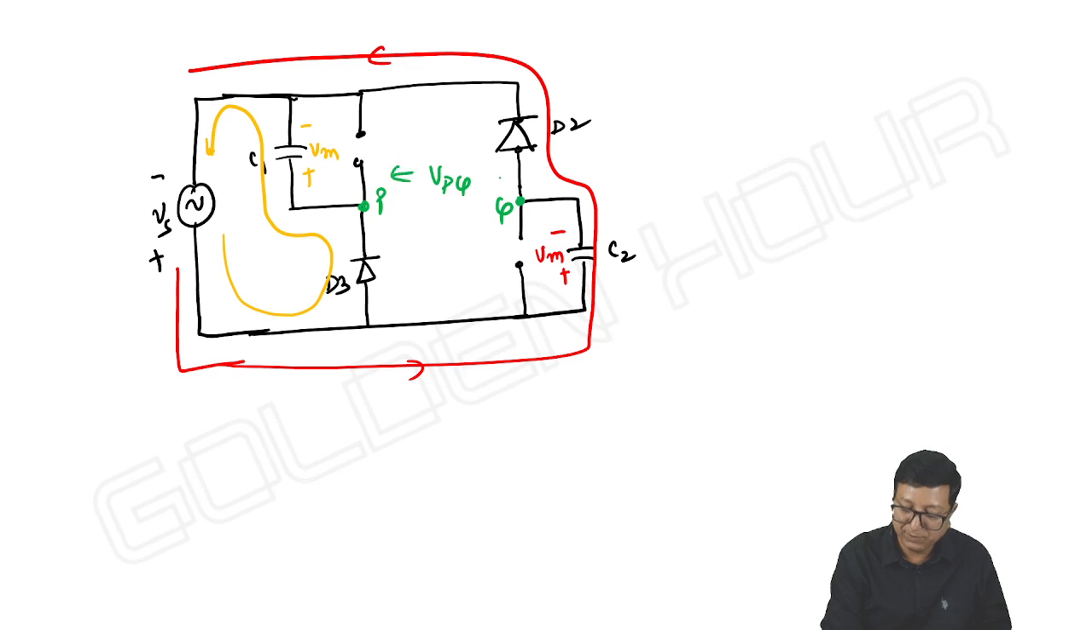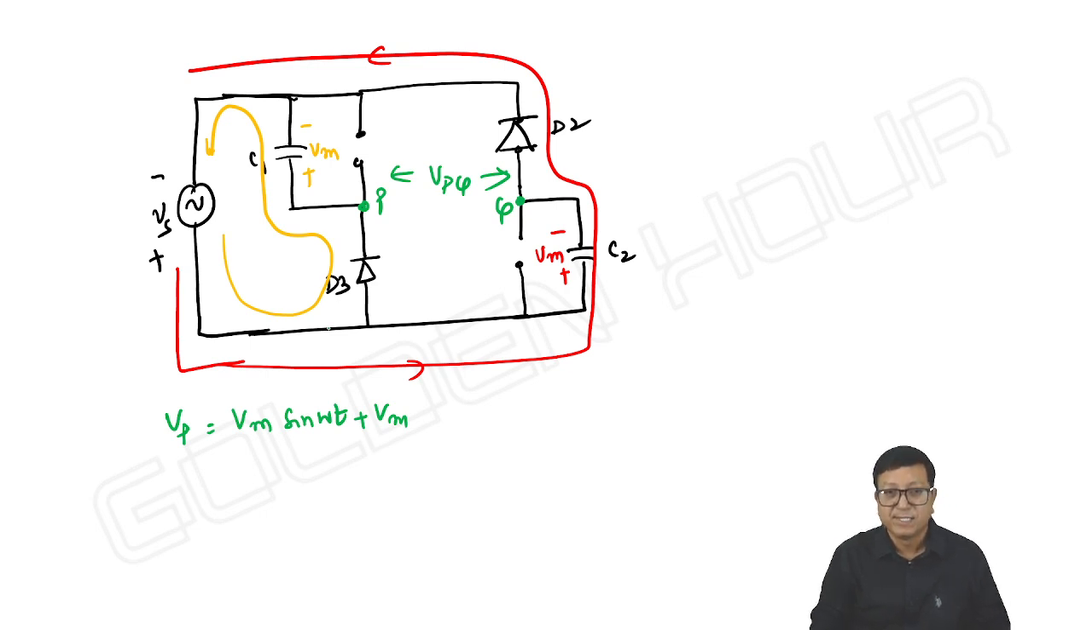VPQ is our output. Diode is directed upward. It behaves like a positive clamper, no? During the negative quarter cycle only we took the analysis. Okay. So what about VP? D3 and D2 both behave like positive clampers only. Okay. VP is equal to Vm sin omega t plus Vm. And VQ is equal to minus Vm.